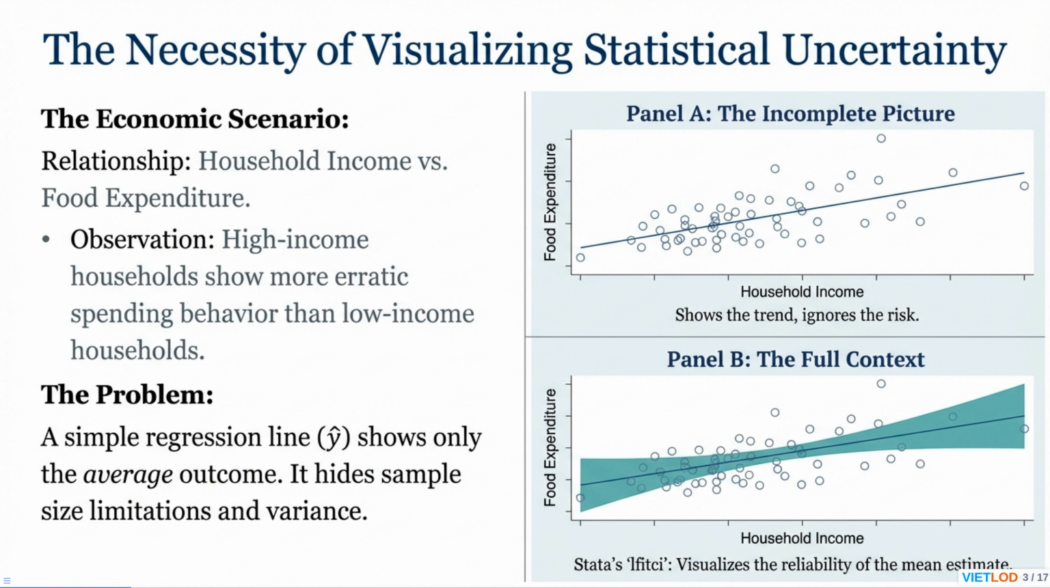By adding the confidence interval, we gain the full context, visualizing the reliability of our mean estimate. For instance, a policymaker considering only the simple trend line might miss the increased uncertainty in spending behavior among higher income households, leading to less effective policies. The confidence interval reveals this critical information, guiding more nuanced decision-making.